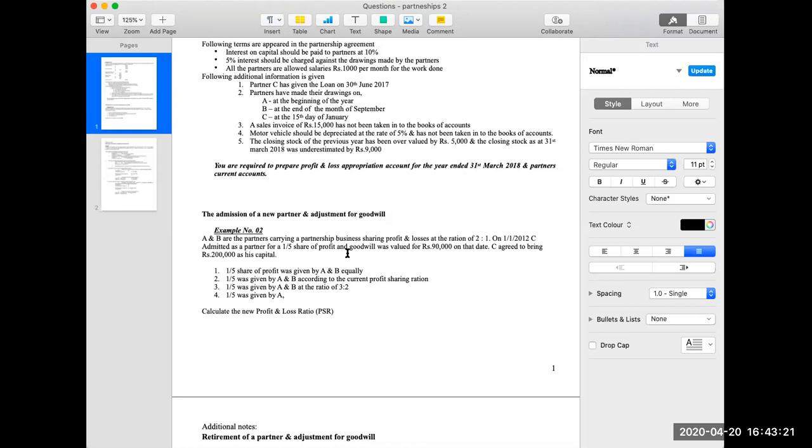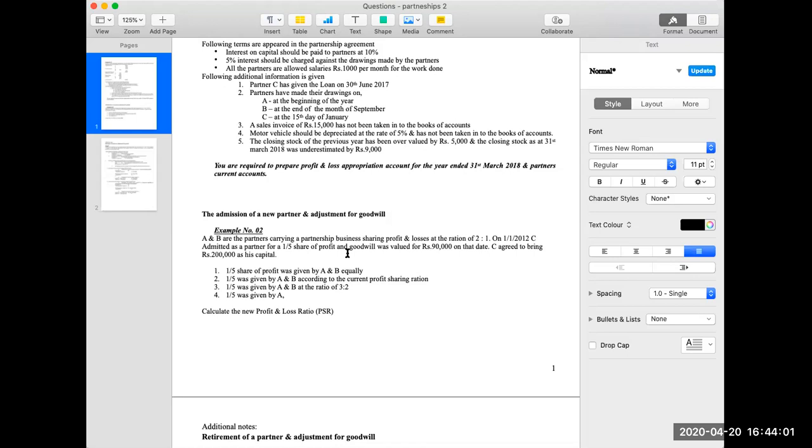Right, we'll see the first one. 2 partners, A and B, profit sharing ratio is 2 to 1. New partner is coming C. His profit share is 1/5. According to first scenario, it says 1/5 share of profit is given by the partners equally. So 1/5 divided by 2, that means each partner is giving 1/10 of profit out of their profit share.